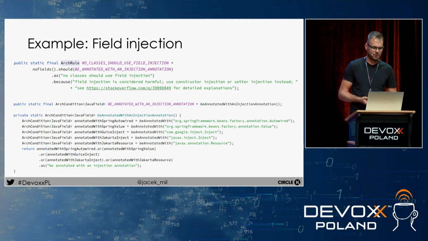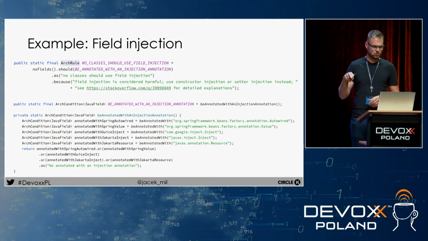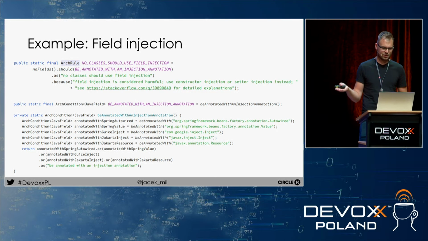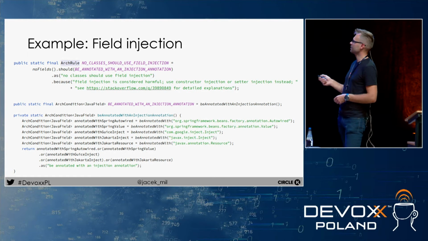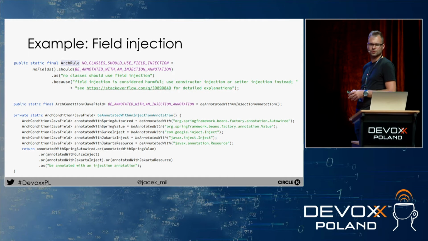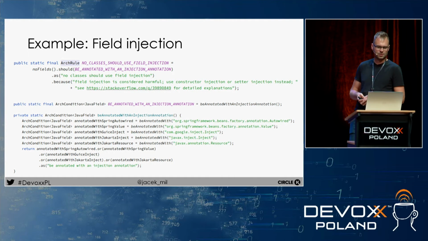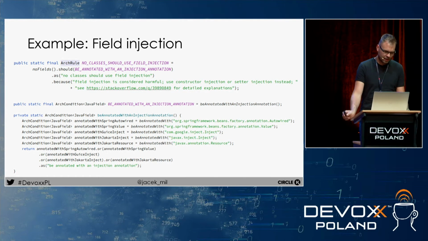So we have ArchCondition, which is an architecture condition on JavaField. So each Java field should not be annotated with an injection annotation, which means that here in those 5 rows, you have 5 conditions on a Java field that are checking if this field is annotated with Spring Autowired, Spring Value, Just Inject, and so on. And in the end, you have a check of this condition, whether all conditions are violated or not.